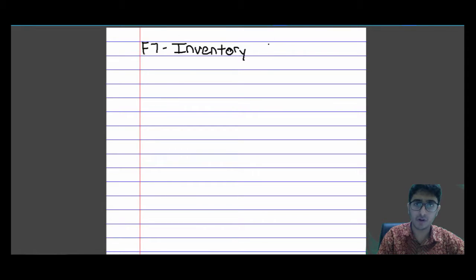Now, inventory falls under IAS 2. Let us start things off first with the definition of inventory.